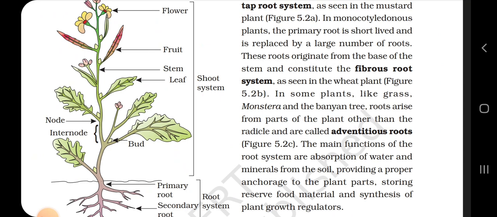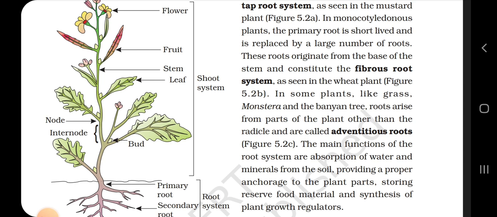In monocotyledonous plants, the primary root is short-lived and replaced by a large number of roots. These roots originate from the base of the stem and constitute the fibrous root system as seen in the wheat plant, figure 5.2b. In some plants like grass, monstera and banyan tree, the roots arise from parts of the plant other than the radicle and are called adventitious roots, figure 5.2c.